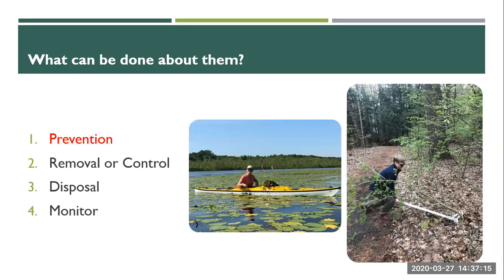Once an invasive species is on our radar, we can do a couple of different things depending on if there is a population, and how widespread the population is. Our first priority is prevention. We'll get into that a little bit more and what that means. And then if we can't prevent it, then we go to removal and control. Once we remove and control a population, we have to dispose of it to make sure it doesn't come back. And then once we do that, we can monitor it for a number of years to make sure that our efforts were successful.